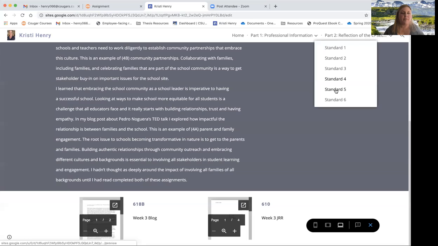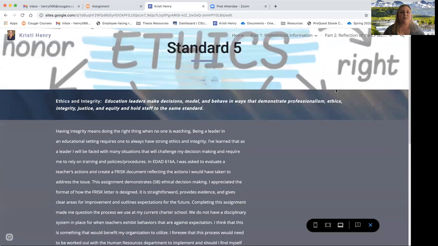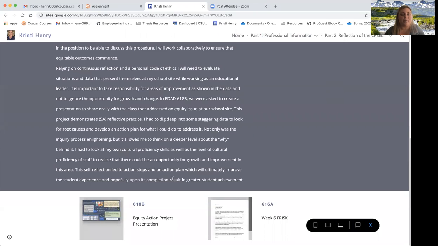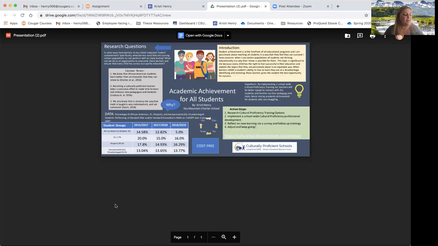All right, moving to standard 5, ethics and integrity. So here is my reflection and my two artifacts. The first I chose is from EDAD 618B, the Equity Action Project presentation. In this, we were asked to create a presentation to share orally with the class that addressed an equity issue at our school site. This project demonstrates 5A, reflective practice. I had to dig deep into some staggering data and look for the root causes and develop an action plan for what I could do to address it.